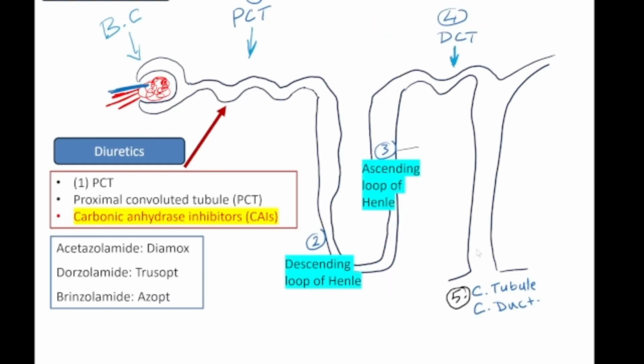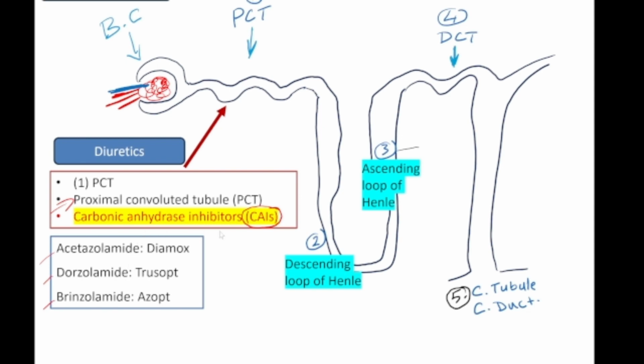Start with the first group of medication for diuretics. You are familiar with this one, the proximal convoluted tubule. We have a group of medication called carbonic anhydrase inhibitors, CAIs: acetazolamide, dorzolamide, brinzolamide. Site of action, proximal convoluted tubule. So the question now: where is the site of action of carbonic anhydrase inhibitors in the nephron? The answer is the proximal convoluted tubule. Medications belonging to the carbonic anhydrase inhibitors are acetazolamide, dorzolamide, brinzolamide.